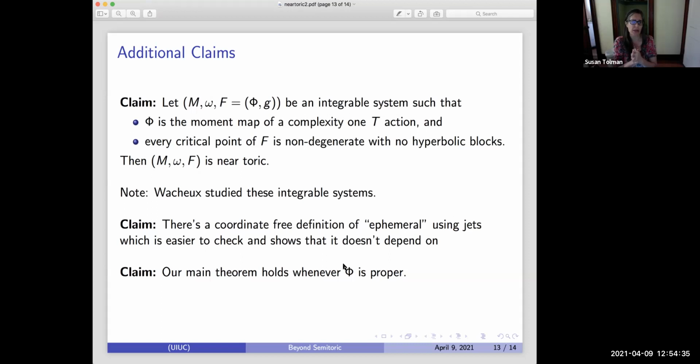Another point is that our main theorem holds whenever phi is proper. We don't really need compactness, but we do need phi to be proper.